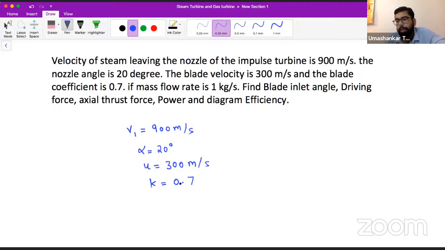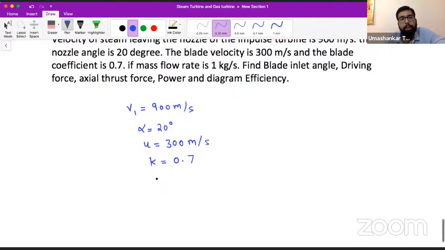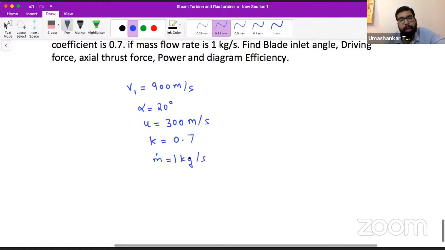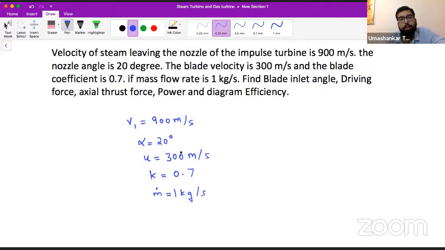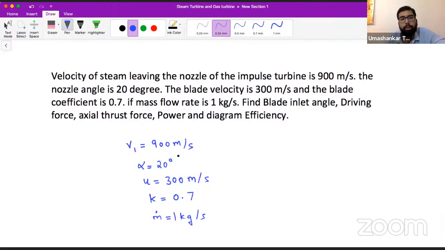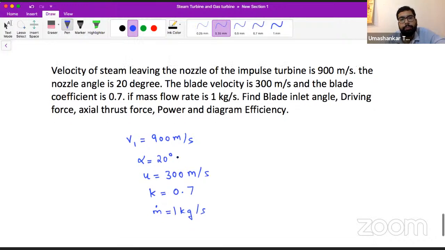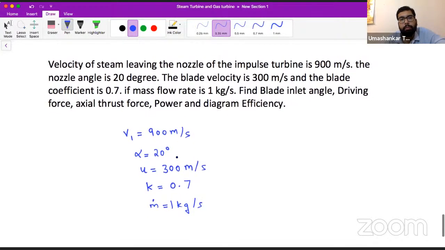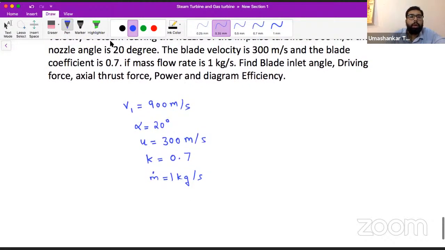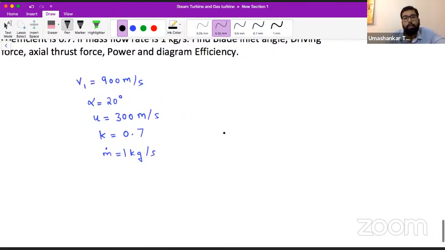Yes, Madhu Smita, very nice. Very good. You have got the right answer. The mass flow rate is 1 kg per second. So all this information is given to us. So let us draw the velocity triangle here.